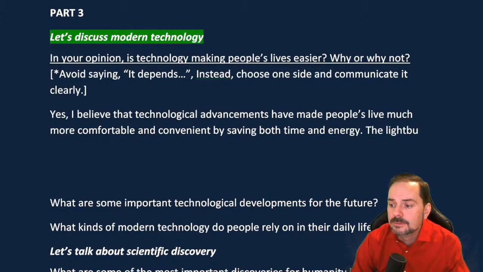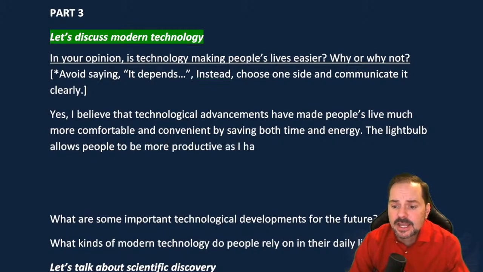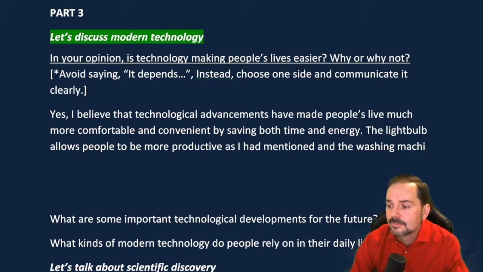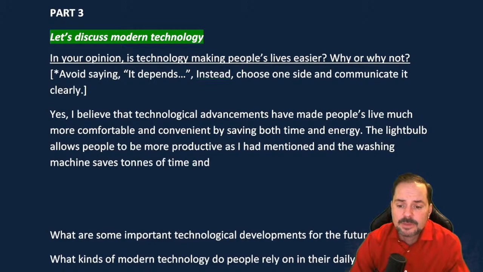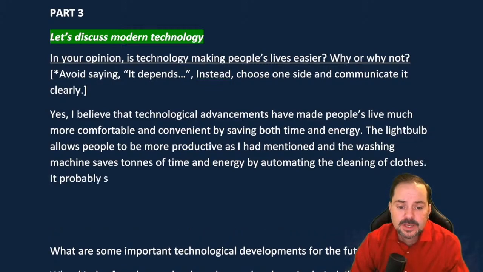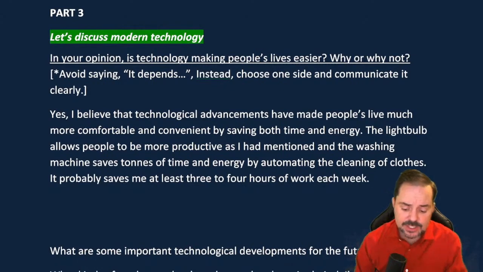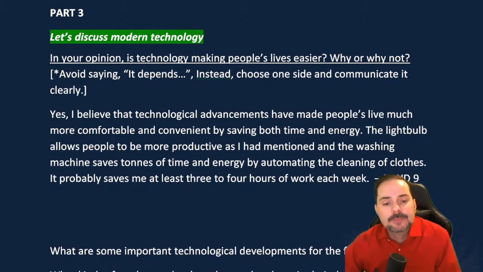The light bulb allows people to be more productive, as I had mentioned, and the washing machine saves tons of time and energy by automating the cleaning of clothes. It probably saves me at least 3 to 4 hours of work each week. So there's your Band 9 answer. This would be considered Band 9. And I'll tell you why.